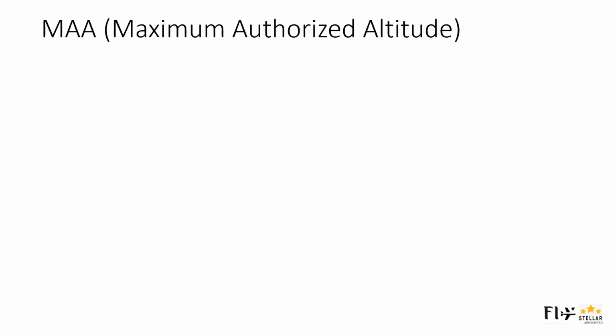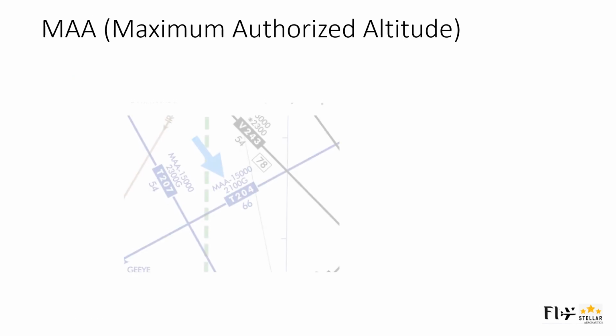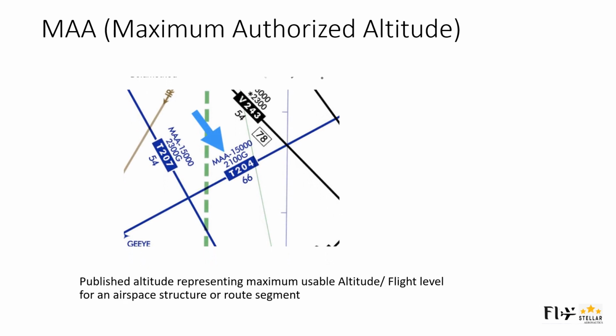Sixth is MAA, that is maximum authorized altitude. It is the published altitude representing maximum usable altitude or flight level for an airspace structure or route segment. On the Jeppesen chart, this is how it looks like, preceded by MAA.